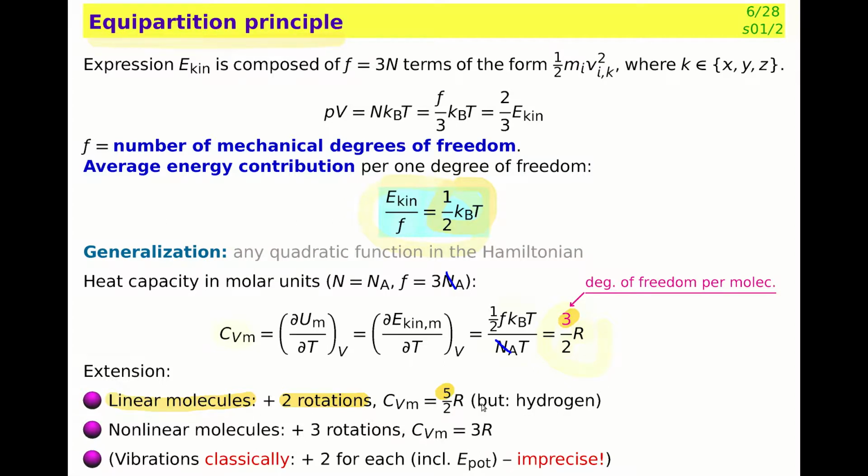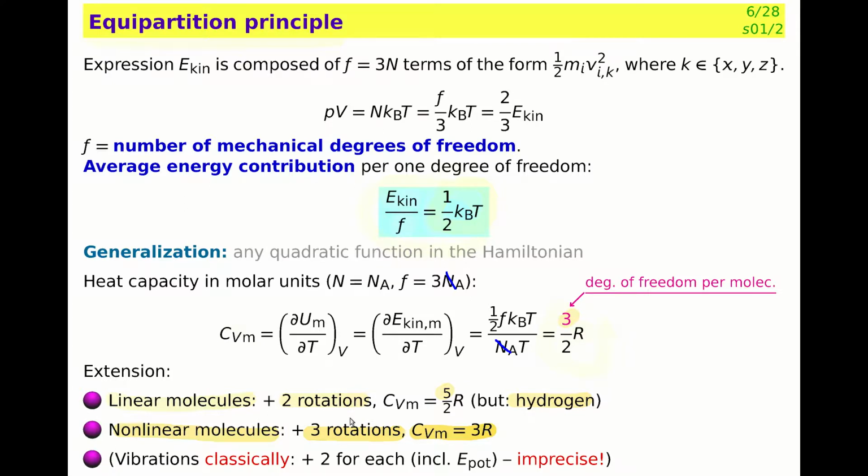There are some problems with hydrogen at very low temperatures because we need quantum mechanics. This is a classical formula, so it works only in limited cases. We must be aware of it. For nonlinear molecules like water, for example, we have 3 rotations. We need 1 degree of freedom more to define the orientation of such a molecule in space. So then the isochoric heat capacity is 3 times the gas constant.